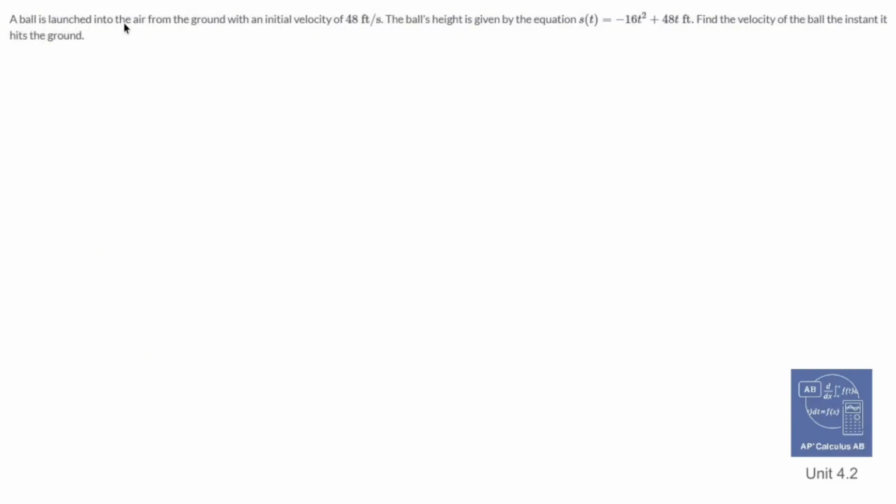A ball is launched into the air from the ground with an initial velocity of 48 feet per second. The ball's height is given by the equation s of t equals negative 16t squared plus 48t feet. Find the velocity of the ball the instant it hits the ground. So first thing I need to do is find out when it hits the ground.